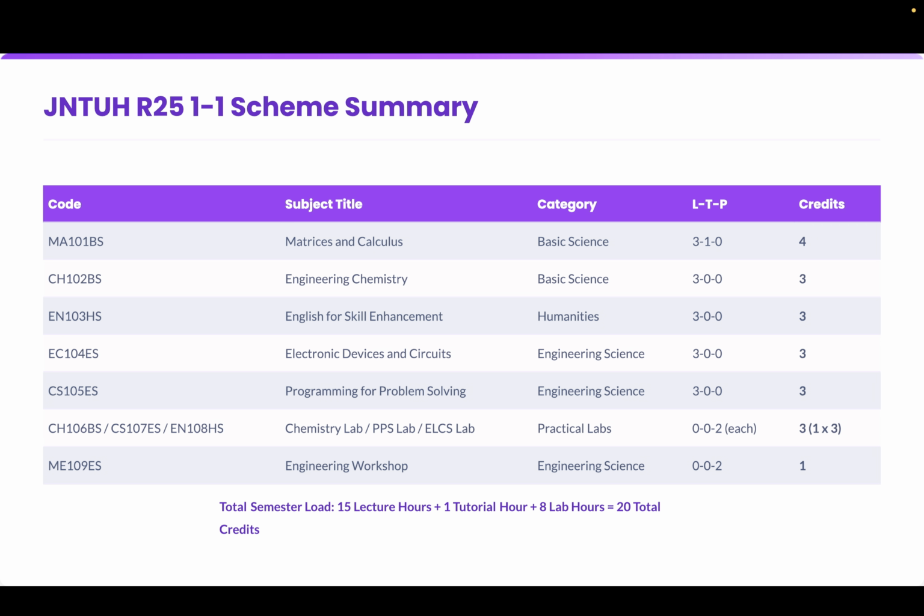And if we discuss the entire scheme, the summary of your 1-1 syllabus, then for maths you have 4 credits, for engineering chemistry you have 3 credits, for English for skill enhancement you have 3 credits, for electronic devices and circuits you have 3 credits, for programming for problem solving you have 3 credits, and in chemistry lab, PPS lab and ELCS lab you have 3 into 1 credit, and for engineering workshop you will be having 1 credit, overall 20 credits.